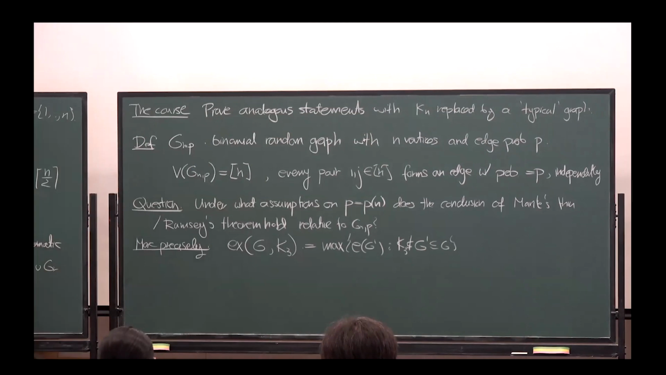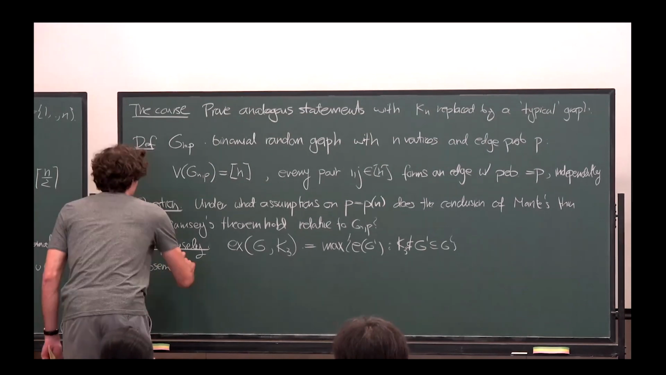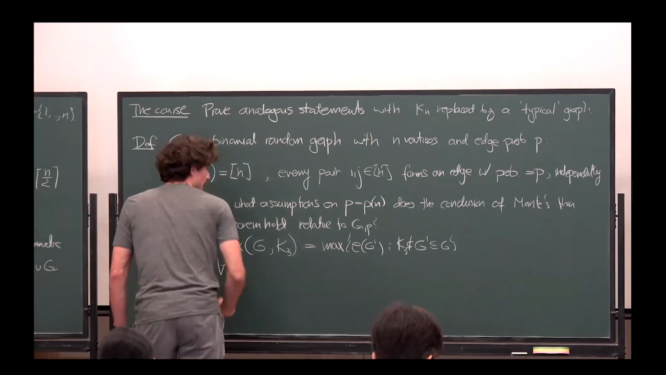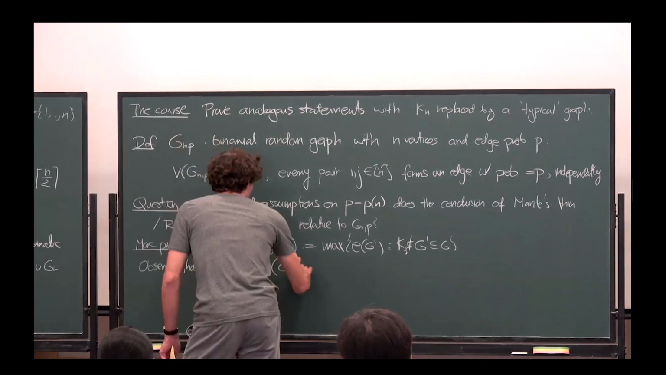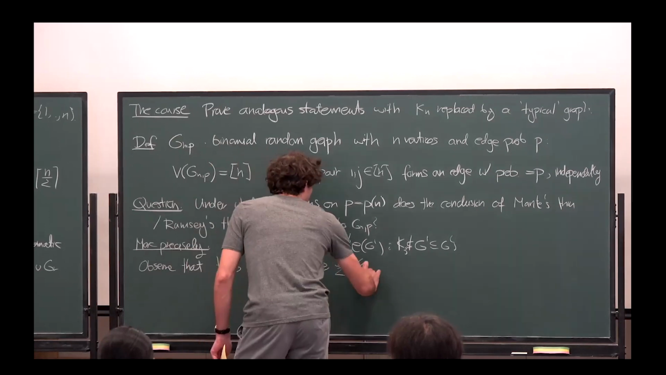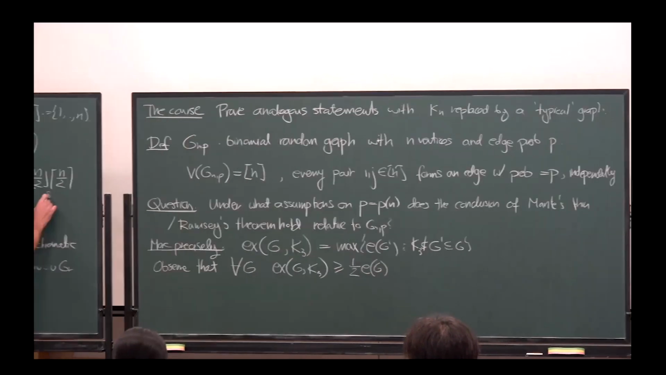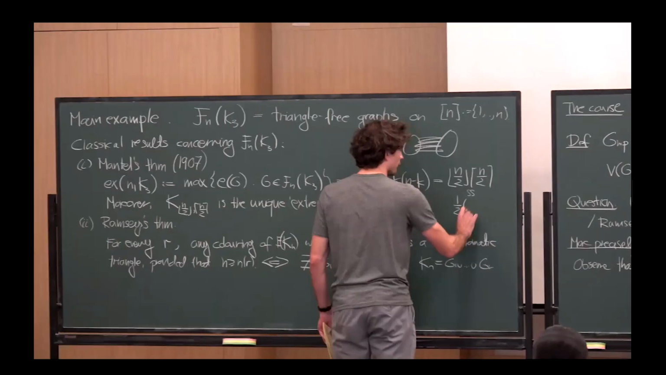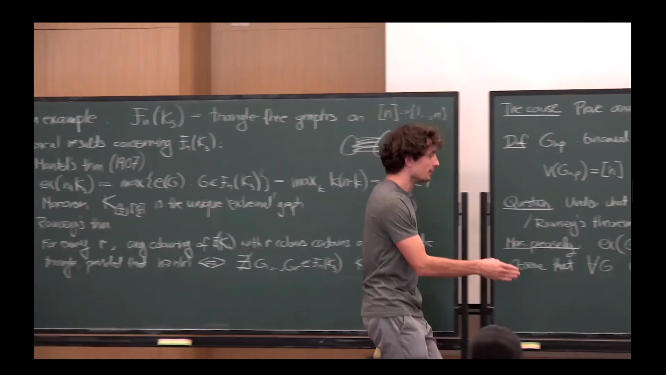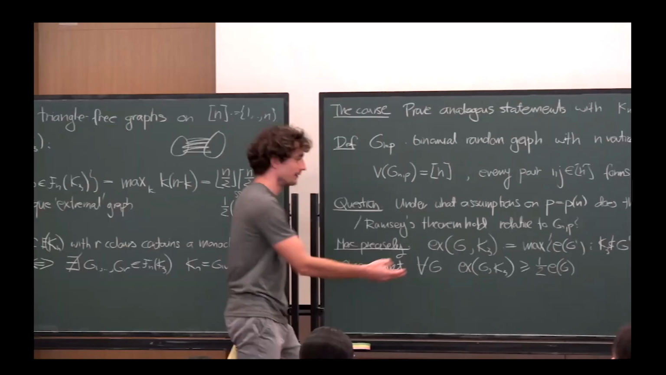And let's observe that for any graph G, this extremal number of the triangle relative to G is at least half of the number of edges of G. So note that this is very close to half of all the edges of Kn, and one of the inequalities is true for every graph. So who can tell me why this inequality is true?